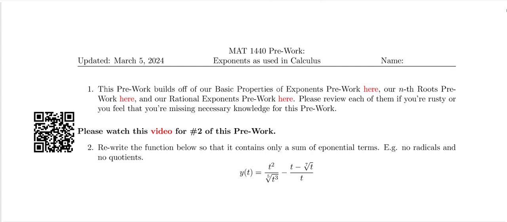Welcome, folks. So in this pre-work, we're going to continue our work with exponential expressions and our properties of exponents. And we're going to narrow in on a couple of problems that you're going to have to do in calculus. I want to make it clear we're not doing calculus right now, but we're doing some of the type of exponential work that is prerequisite for it and you'll do in the middle of sort of longer calculus problems.